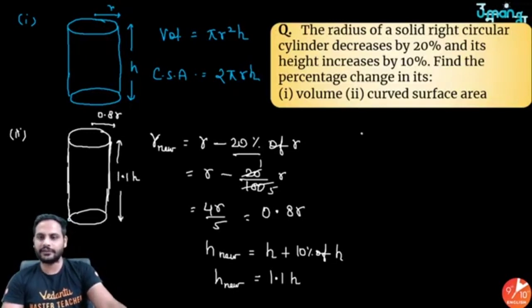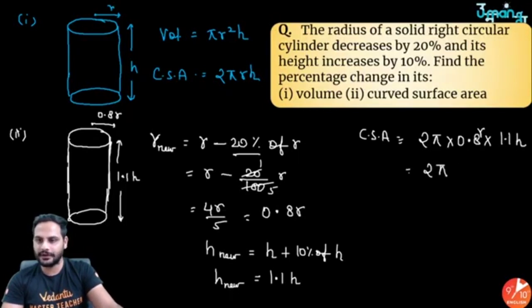Now let's talk about its CSA. The curved surface area will be 2 pi into the radius, which is 0.8 r, into the height, which is 1.1 h. So look, keep 2 pi r h separate, and 0.8 into 1.1 will become 0.88. So this is the new curved surface area.